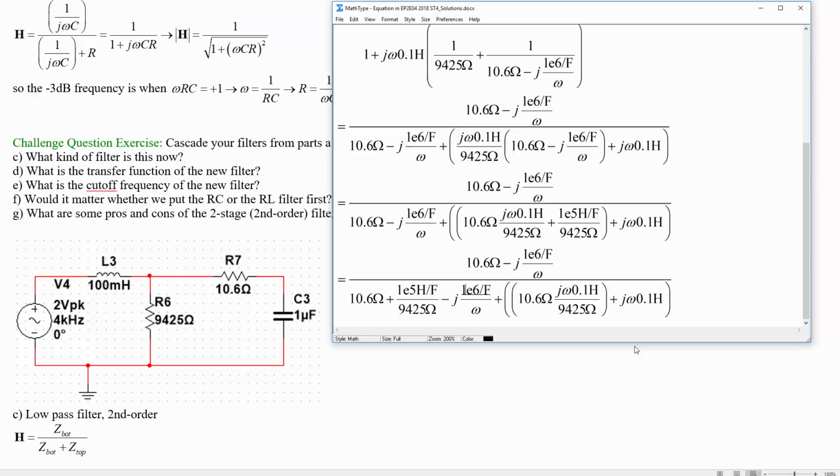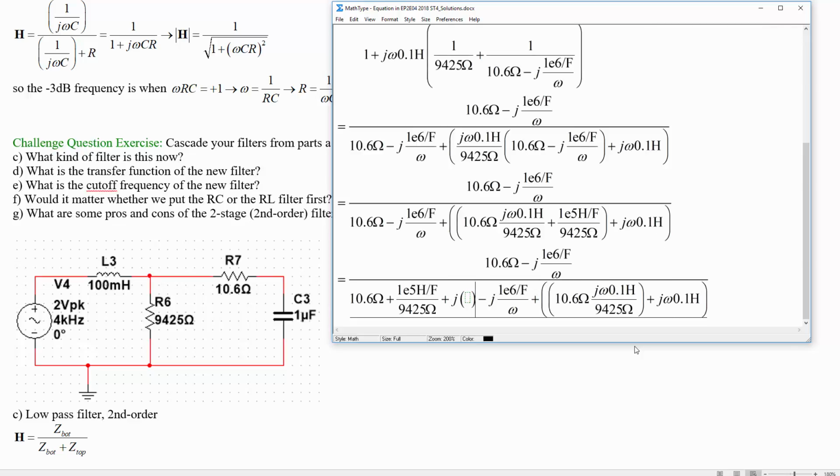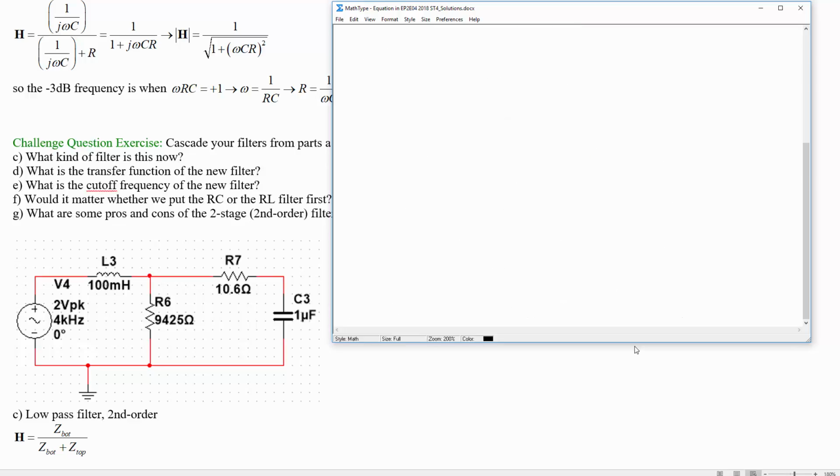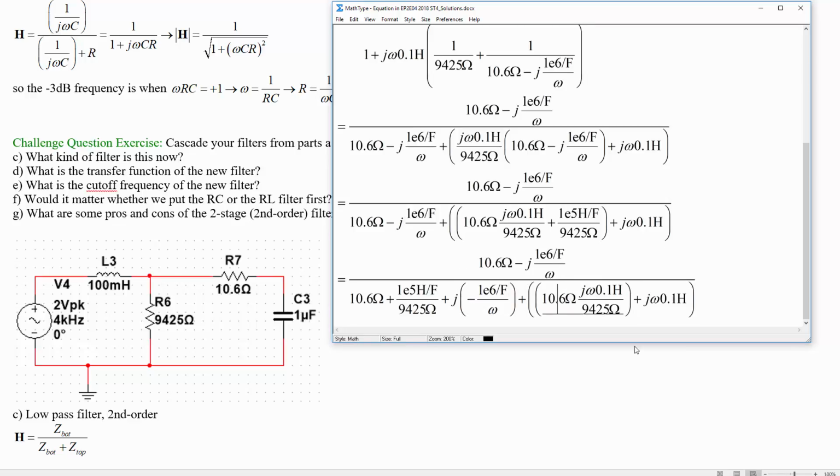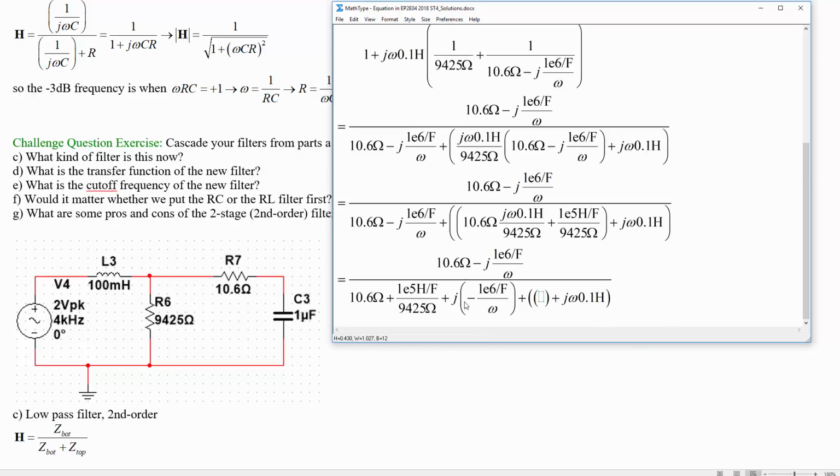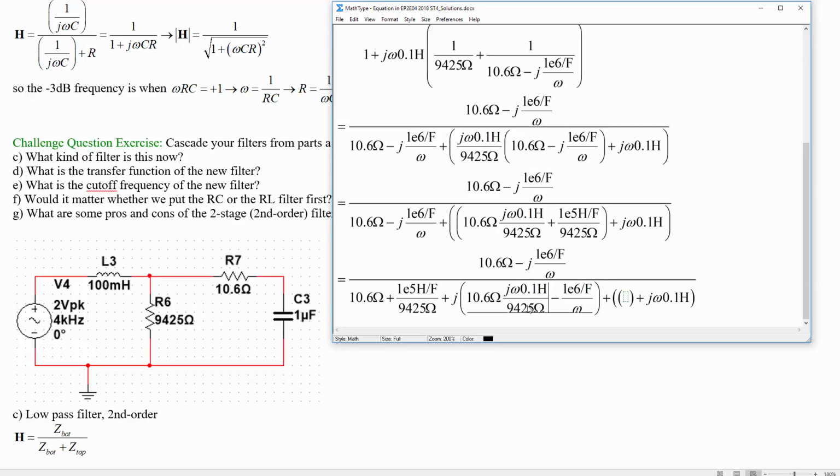And then we've got imaginary terms of plus j. And what are we going to have? We're going to have a minus 1E6 per farad per ohm. We're going to have a 10.6 ohms divided by 94.25, having factored out the j there. And we are going to have this thing. Okay.